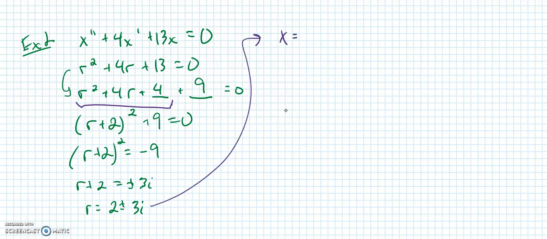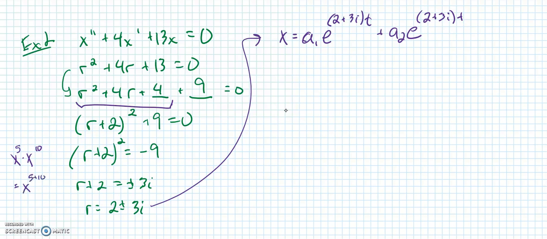So now what I'm going to do, change colors, come over here. This gives me x equals, I'll use a's again, a1 e to the (2 plus 3i) times t plus a2 times e to the (2 plus 3i) times t. And at this point, we're going to do some algebra. You should know that x to the 5th times x to the 10th is going to be x to the 5 plus 10, which is x to the 15th.